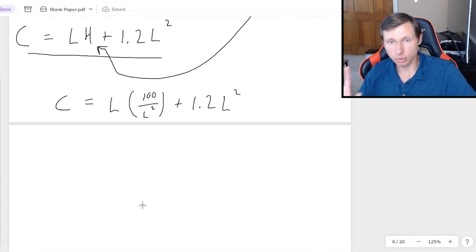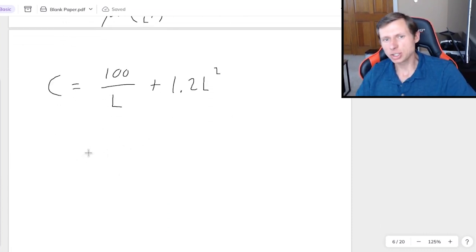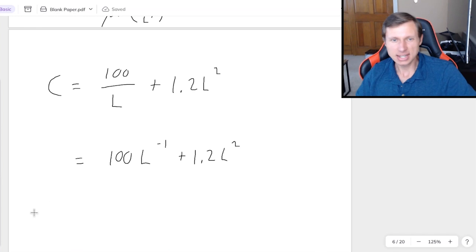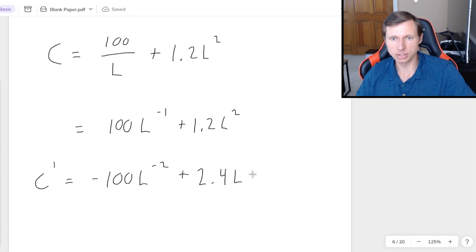Before I take the derivative, it would be a very good idea to reduce this as much as we can. So one of the L's cancel, leaving me with 100 over L plus 1.2 L squared. Okay, now it's time to take the derivative. Actually, let me rewrite this as 100L to the negative first, because that's going to make it easier to take the derivative. And now we'll take the derivative, find the critical points, stuff like that. So doing an easy power rule, we'll get negative 100L to the negative second plus 2.4 L to the first.